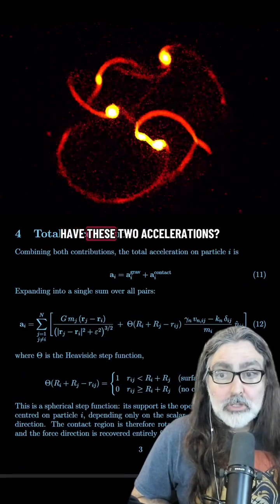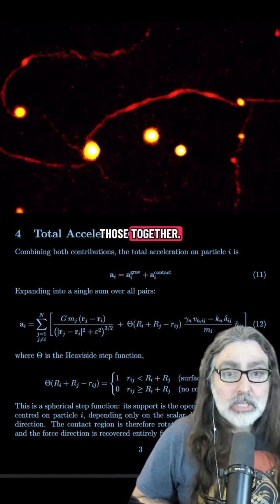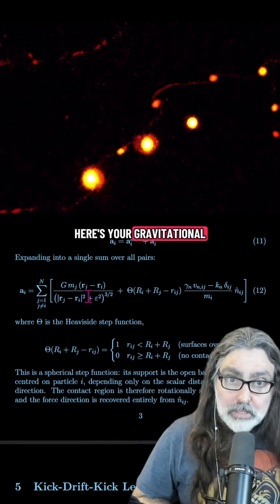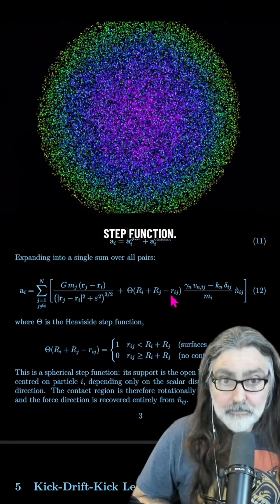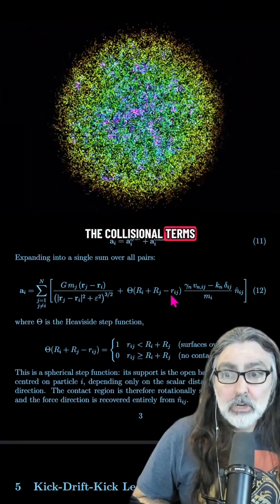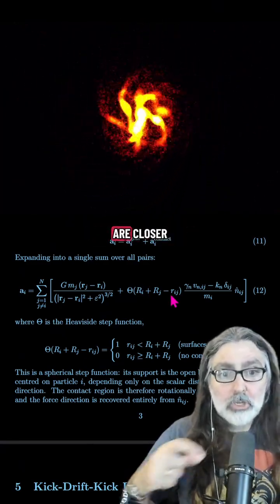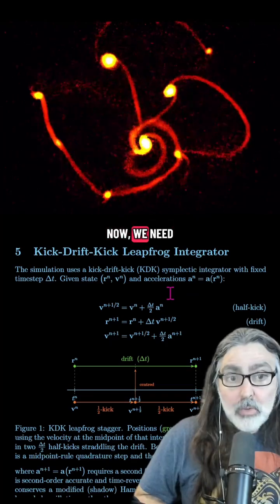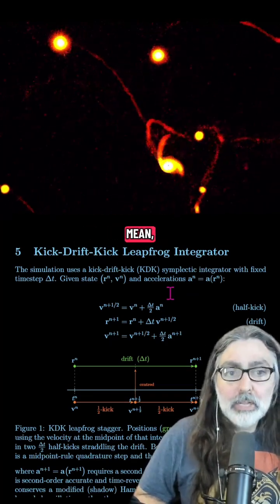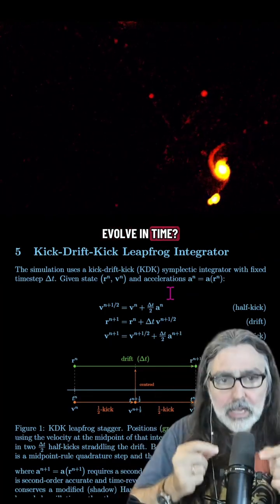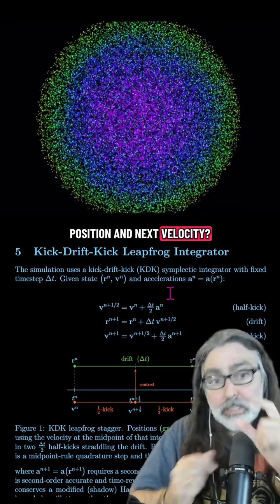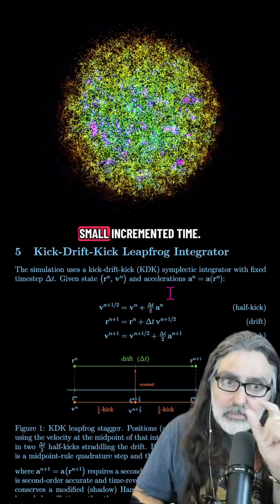Now that we have these two accelerations, we can put those together in this expression above. Here's your gravitational piece. This is your collision piece. With the theta right there, that's a step function. It just says that the collisional terms only turn on when the objects are closer than the sum of their radii. Now we need to integrate this system. By integrate, I mean given an initial position and velocity shown above, how does this evolve in time? What's my next position and next velocity, the delta t away, where delta t is a small increment in time?